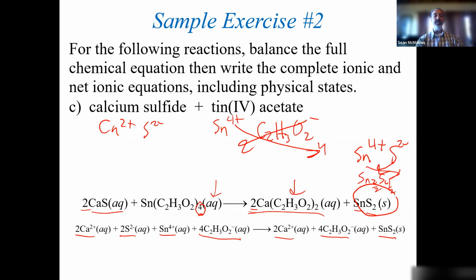So now I need to eliminate spectator ions. How do I do that? Well, there's 4 acetates that don't do anything, and there's 2 calciums that don't do anything. So what's left? Tin 4 plus the 2 sulfides produce tin 4 sulfide as a solid. That's my net ionic.